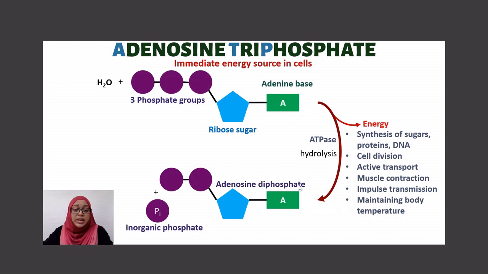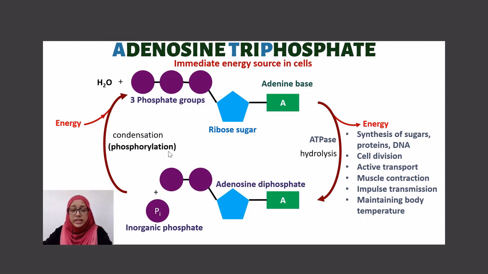In animals, it's also used for muscle contraction, for maintaining the body temperature, and even impulse transmission. And energy, when available, can actually be used again to combine these two together to reform the ATP molecule and the water. And because water is going to be released in this process, this is called a condensation reaction. This is specifically a phosphorylation process because you have a phosphate group being added to the ADP here.